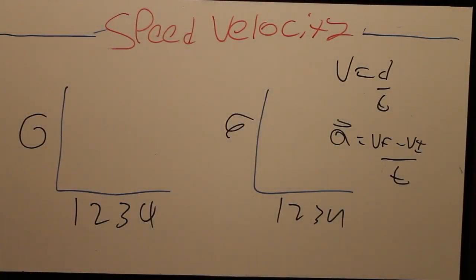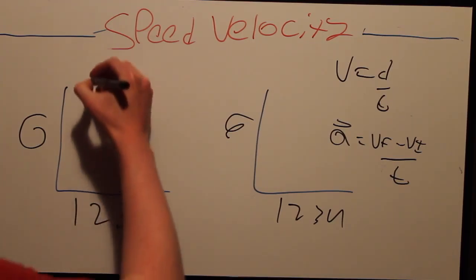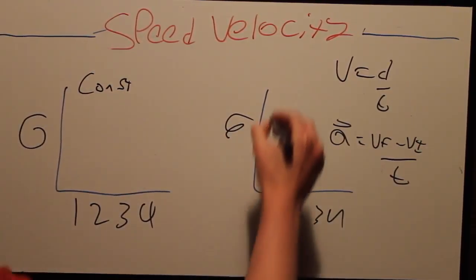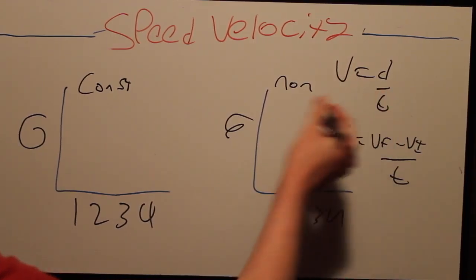Speed and velocity. Now, speed and velocity are basically the same, so in this explanation I'm just going to use the term velocity. Now, there are basically 2 types of velocity. There's constant velocity, or uniform motion, and there's non-constant, or non-uniform.